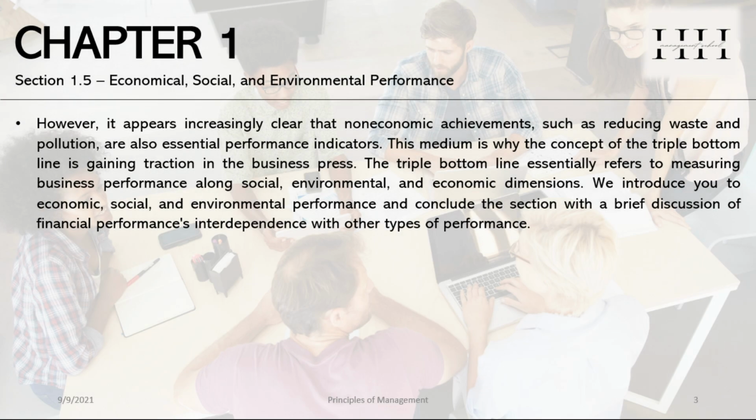However, it appears increasingly clear that non-economic achievements, such as reducing waste and pollution, are also essential performance indicators. This is why the concept of the triple bottom line is gaining traction in the business press. The triple bottom line essentially refers to measuring business performance along social, environmental, and economic dimensions. We introduce you to economic, social, and environmental performance, and conclude the section with a brief discussion of financial performance's interdependence with other types of performance.